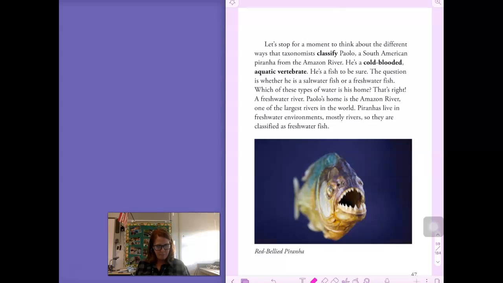Let's move on. Let's stop for a moment to think about the different ways that taxonomists classify Paolo, a South American piranha from the Amazon River. He's a cold-blooded aquatic vertebrate. He's a fish, to be sure. The question is whether he is a saltwater fish or a freshwater fish. Which of these types of water is his home? That's right, a freshwater river. Paolo's home is in the Amazon River, one of the largest rivers in the world. Piranhas live in freshwater environments, mostly rivers, so they are classified as freshwater fish.